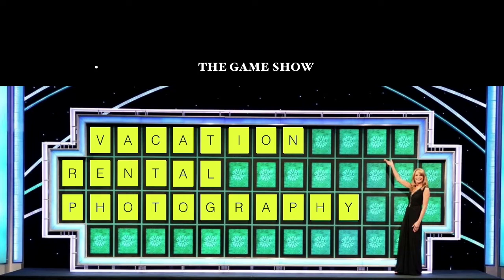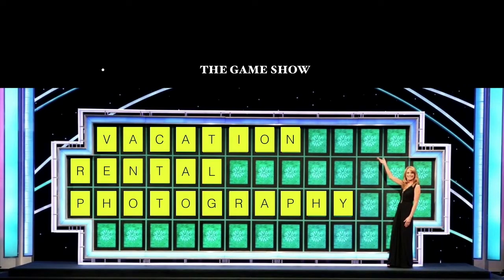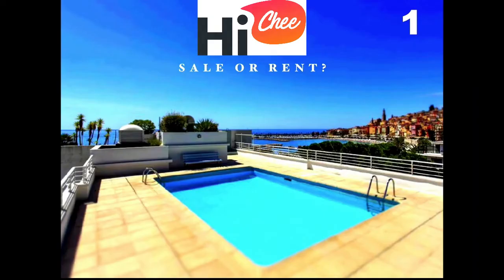Okay, I'm going to show you a series of photographs that I've taken from real estate websites and vacation rental listing sites. And I want you to write down whether you think the property is for sale or for rent. And here's the first one. So if you think this property is for sale, write number 1 in the sale column on your piece of paper. And if you think it's for rent, write number 1 in the for rent column.